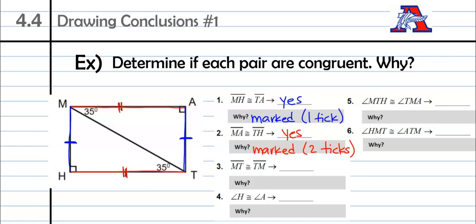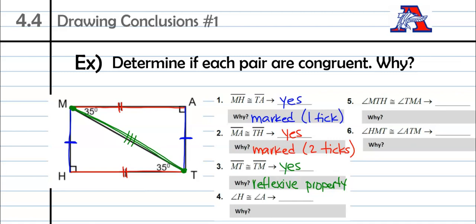All right, moving on, MT and TM. So M to T is right there, and then T to M. Whoa, we just went basically on the exact same line. I'm going to mark it with 3 tick marks just so we remember that. So yes, those guys are congruent, and the reasoning there is one of the new ones from today. That is your reflexive property. Anytime 2 triangles share a side, or you draw over the same side twice like we did there, that's going to be a reflexive property.